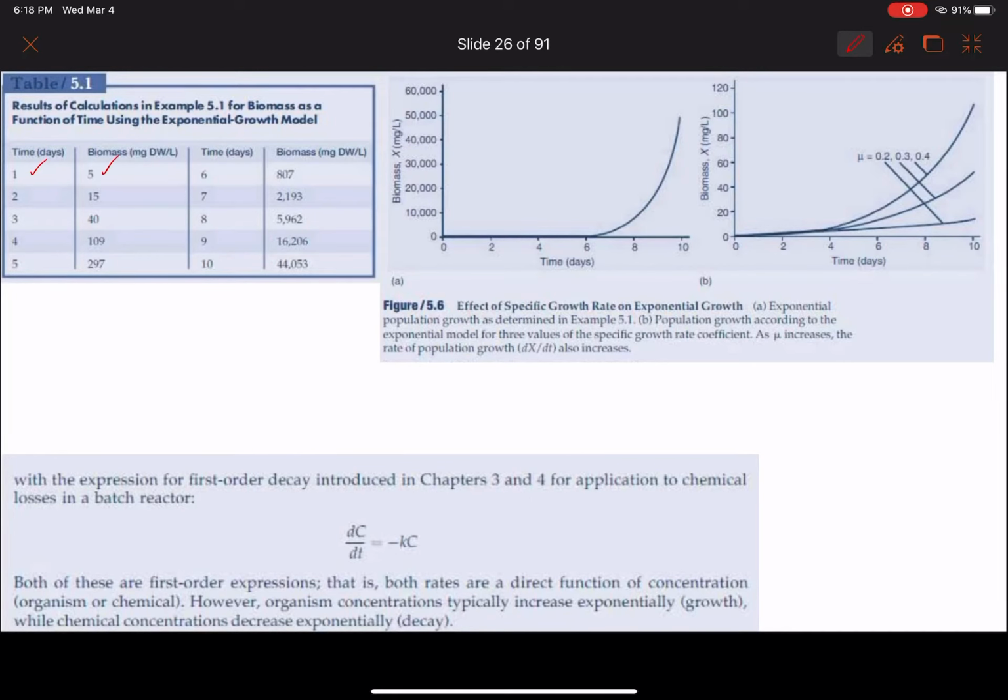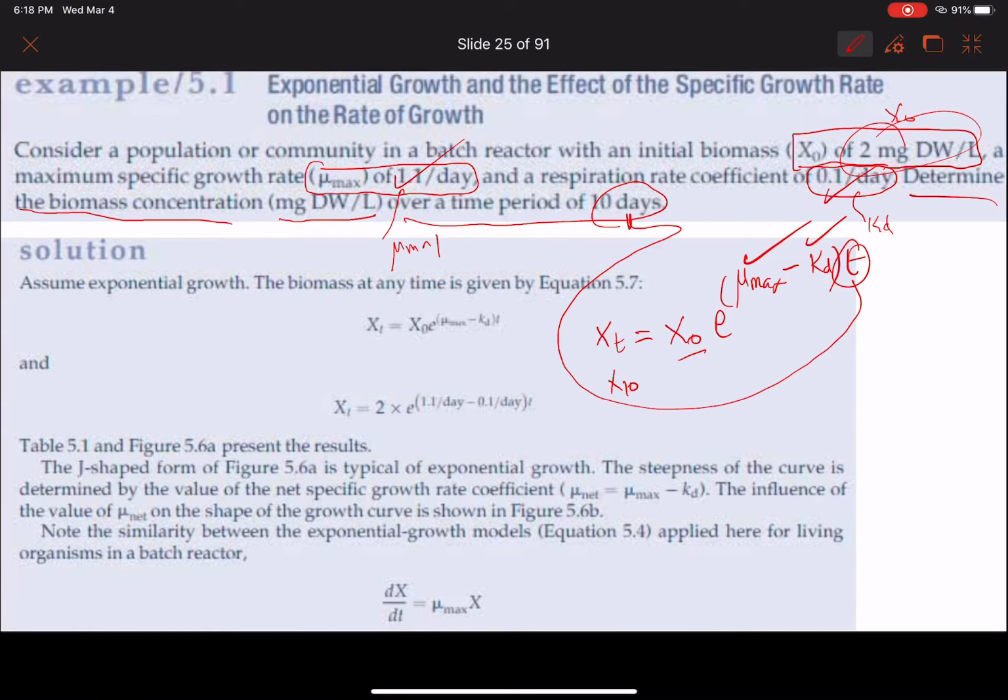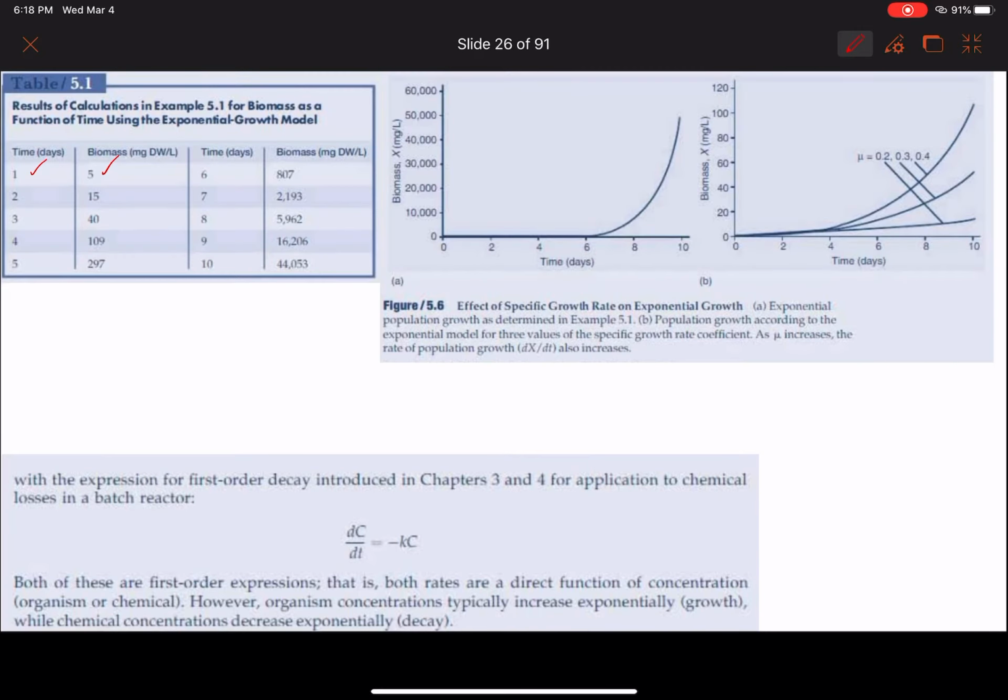Day 1, it's 5. Initially, it was 5, right? What is initially at day 1? This is at day 0, it's 2. At day 0 is 2 milligram dry weight per liter. At day 1 is 5, and then day 2, 15, 40, 109, 297.